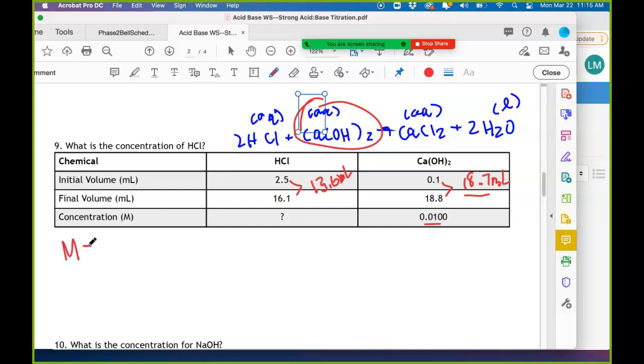So we need to flash back, and this needs to come back very quickly. Molarity is defined as moles per liter. Moles divided by liters. How do I get moles? Molarity times what is moles? Molarity times volume is moles. So the molarity is 0.0100 molar, or moles per liter, times the volume has to be in liters in this instance, 0.0187. This gives me my moles of calcium hydroxide.